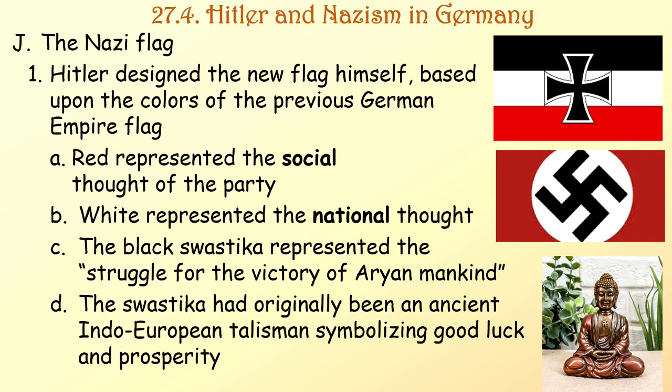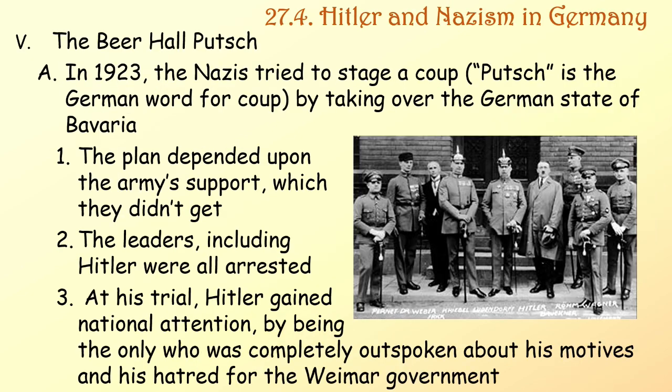The Nazi flag. Hitler designed the new flag himself based upon the colors of the previous German Empire flag. Red represented the social thought of the party. White represented the national thought. The black swastika represented the struggle for the victory of Aryan mankind. The swastika had originally been an ancient Indo-European talisman symbolizing good luck and prosperity.